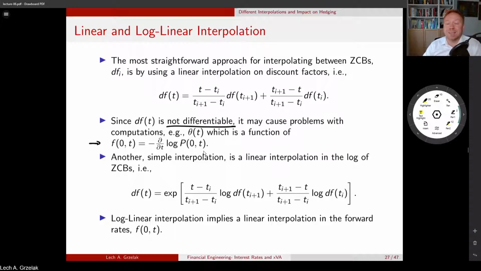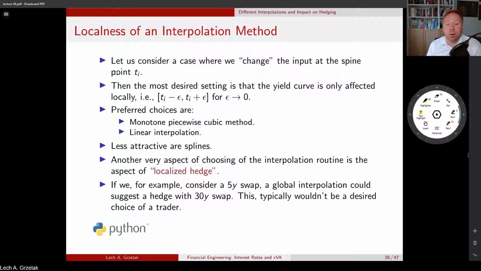So this is also, let's say, the traders' perspective, which is important to take into account once you build a curve. Okay, so what is the so-called localness of the interpolation methods? If we have a spine point, and we perform a change or shock, maybe a delta, then we would like to choose the interpolation routine such that the impact of your shock of a spine point is as localized as possible.